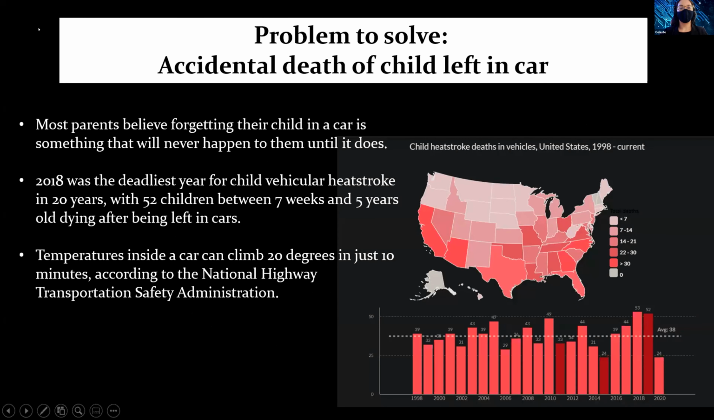So the main problem to solve is a child accidentally being left in the car. Most people think this would never happen to them until it does, which is very sad, but it does happen.